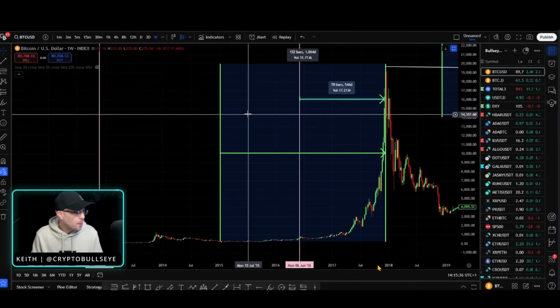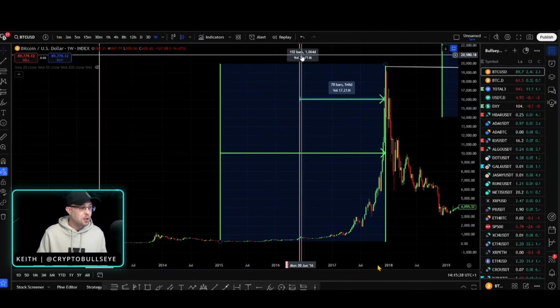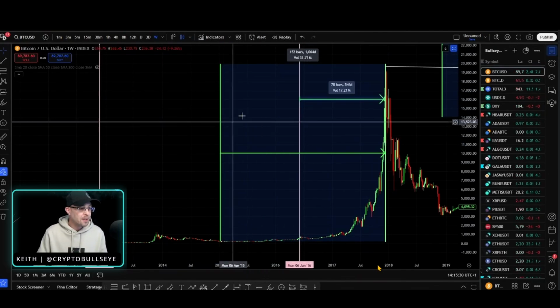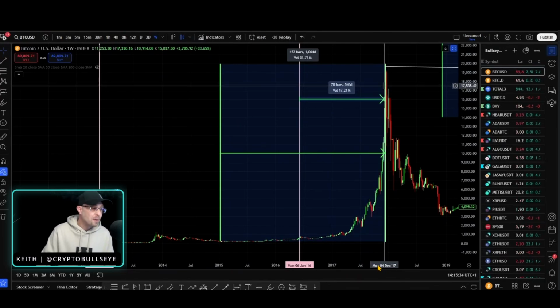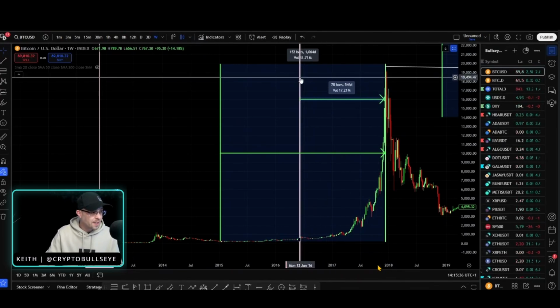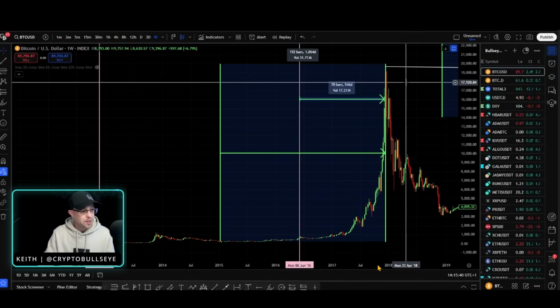This is the weekly chart, and I've measured 152 bars from the bottom to the top. Now this was the 2017 top. And what I've also added in is the Bitcoin halving date. From the Bitcoin halving date, there's roughly 78 weeks until the top.